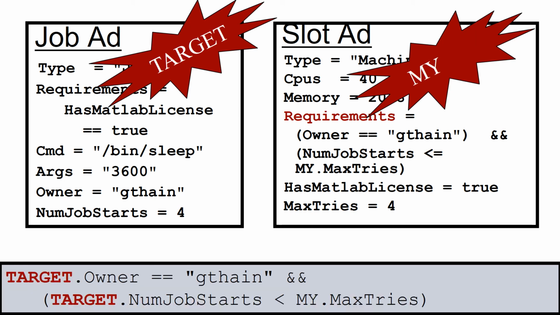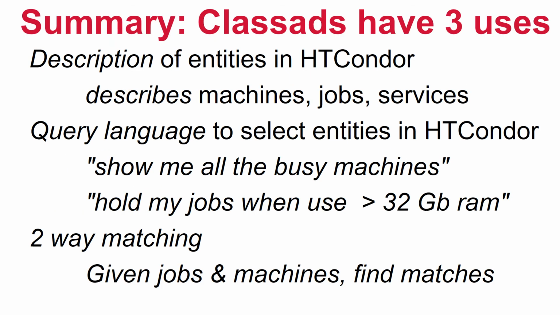So, we can change owner to target.owner and numJobStarts to target.numJobStarts. In general, adding target.dot won't impact the correctness of a ClassAd expression, but it does help to convey intent to other human readers. I strongly recommend using my.dot and target.dot prefixes in as many places as possible as a matter of documentation. Beginning ClassAd users often omit them, but you should always have them. It makes your expressions just that much easier to read.